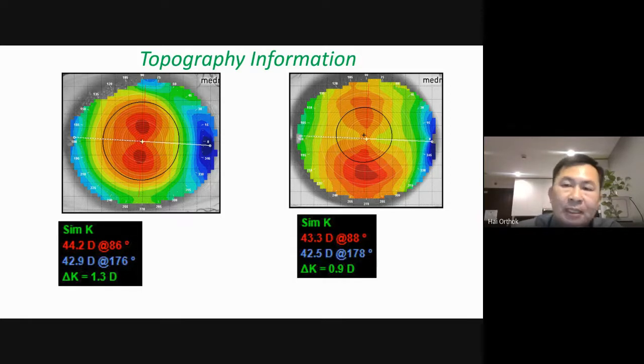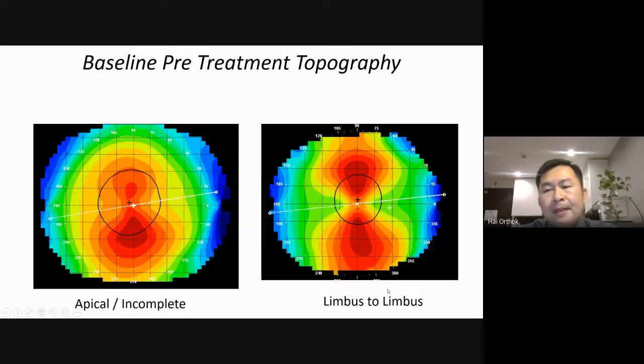Similarly, if you look at this eye, even though you have a delta K of only 0.9, because the toricity extends to the periphery of the cornea, you should use the premium lens, or a lens with low toricity, in order to center the lens on the eye.